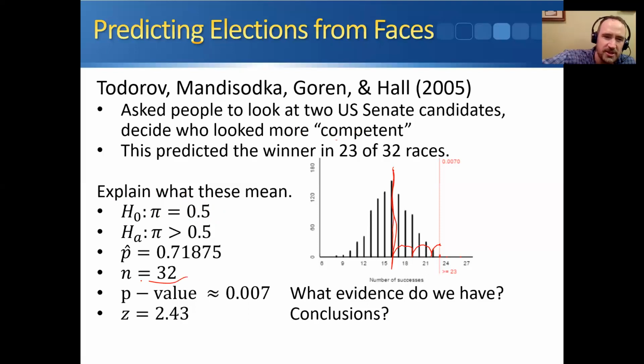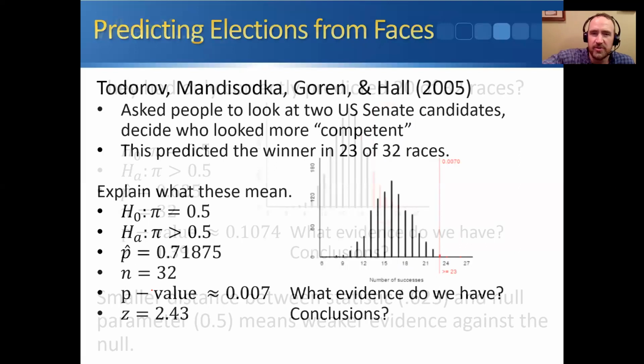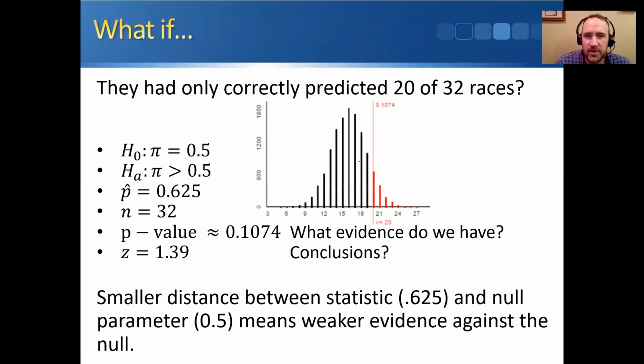Once again, we saw strong to very strong evidence against the null. What might impact that strength of evidence? What if instead of predicting 23 of 32, they had only predicted 20 of 32 races? You can see now all this stuff remains the same until we get to p hat, which is now lower. It's a lower proportion of success in our data. We're only seeing 62% of the time we've predicted correctly. And what happened to our p-value? Now, instead of being very low, it's actually quite high. It's above 10%.